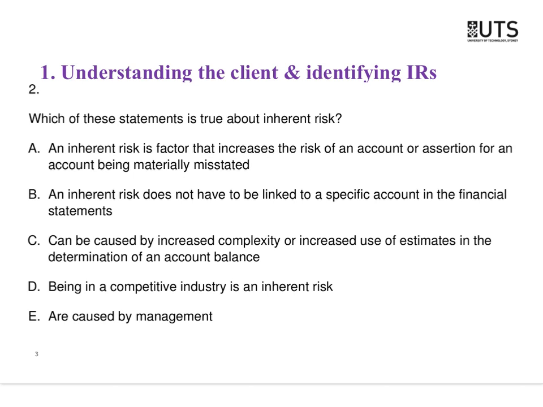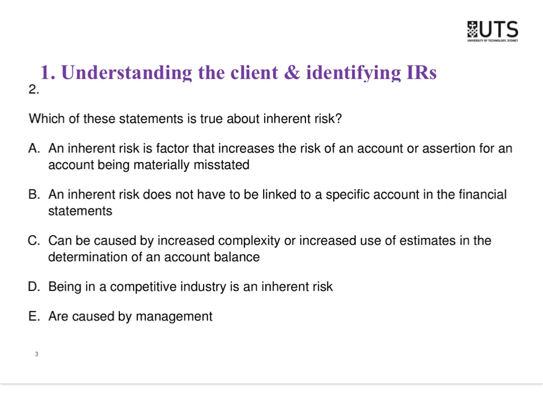Okay. So which of these statements is true? A, yes, an inherent risk is a factor that increases the risk of an account or assertion being misstated. B is incorrect. So we must be able to, for any inherent risk, be able to link it to a specific account. You'll be able to review these as well on Learning Catalytics, so you don't have to stress about trying to write down the right answers. So it does have to be linked to an account and assertion. You have to say something very specific. C is correct. It can be caused by increased complexity and increased use of estimates, which is in ASA 315 in the appendices.